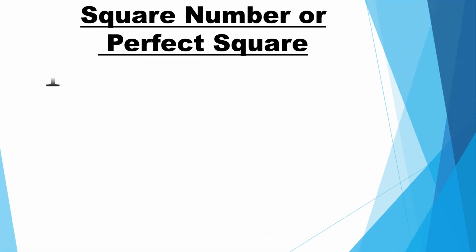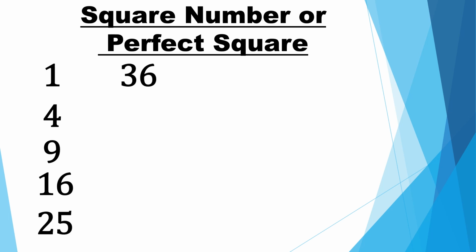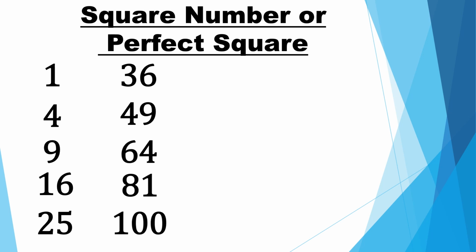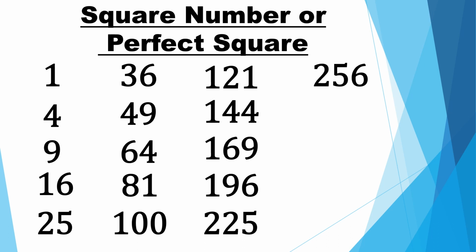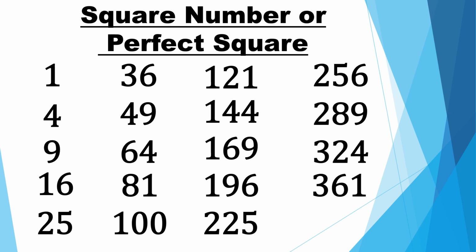Square number or perfect square. These are the square numbers or perfect squares from 1 to 400: 1, 4, 9, 16, 25, 36, 49, 64, 81, 100, 121, 144, 169, 196, 225, 256, 289, 324, 361, and 400.